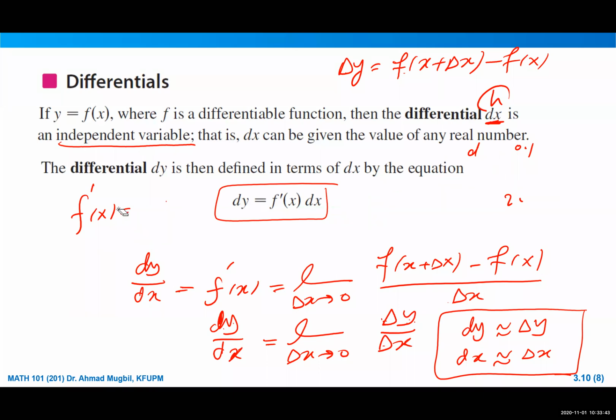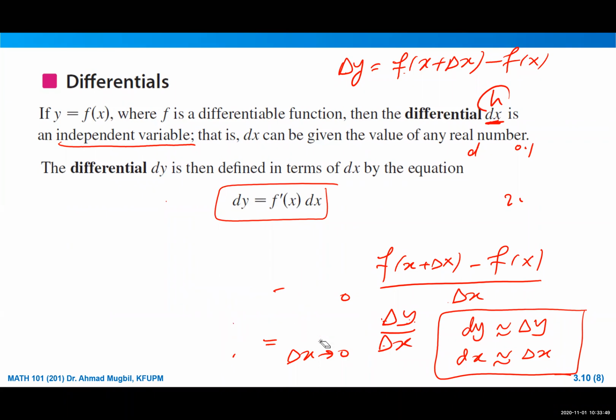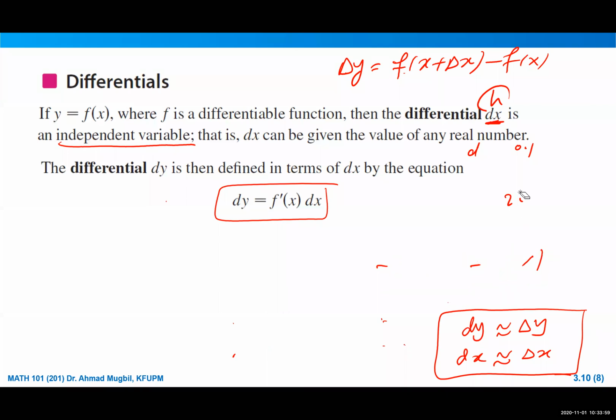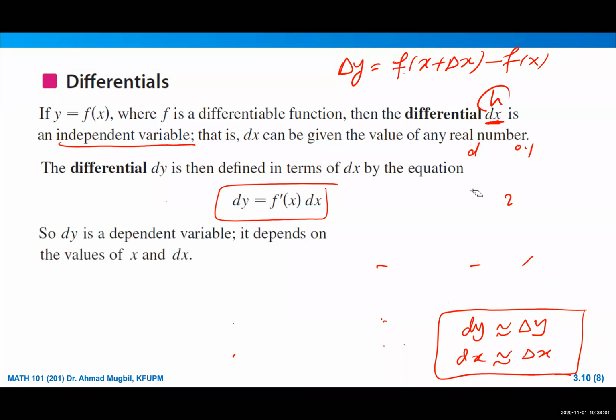So if dx is an independent variable, then dy equals the derivative multiplied by that number. And as I said, they are approximations for delta y and delta x, approximations for the vertical change and the horizontal change. So dy is dependent, it is not independent. It depends on the values of x and dx.